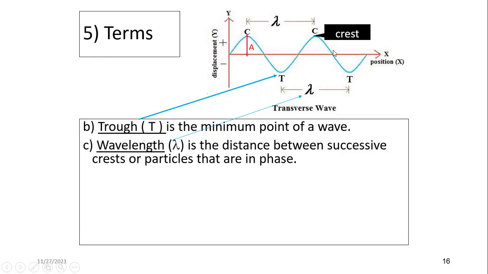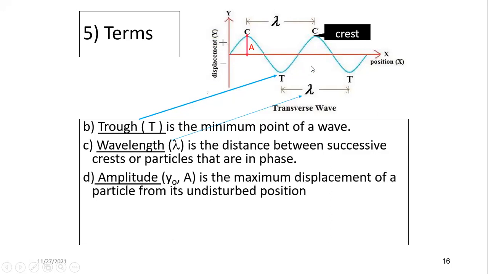Successive means one after another. So of course you cannot take from here to here, these two are different. This is going up, and the next one going up is here. So that is your wavelength, not from here to here, because this one is going down and that one is going up. That's what successive means, one after the other. Amplitude is the maximum displacement of the particle from its undisturbed position or rest position. That's the undisturbed position, the zero position. So that's the amplitude.